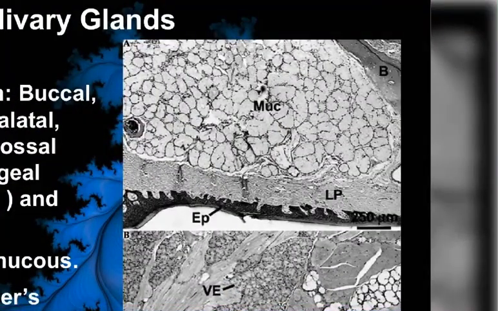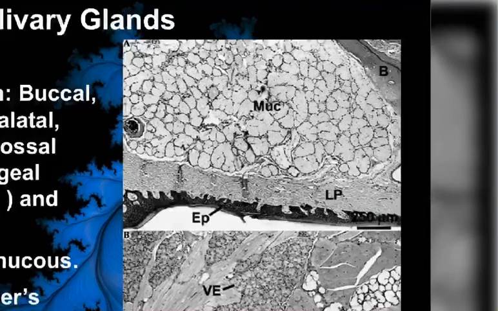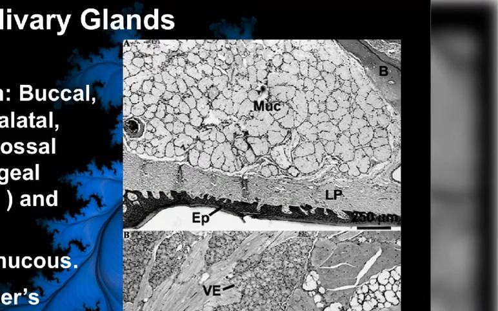Here, looking at this section, the epithelium is stratified squamous epithelium, and you can see it's keratinized. And the rete ridges of this epithelium are square in shape. This is characteristic of the epithelium of the hard palate. You have lamina propria about the thickness of the epithelium.